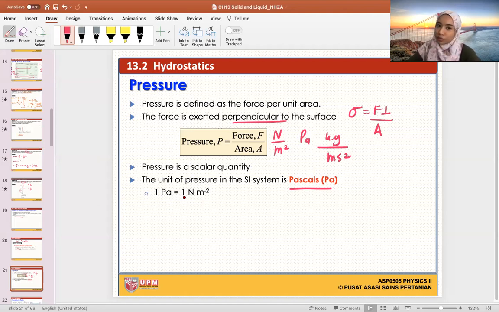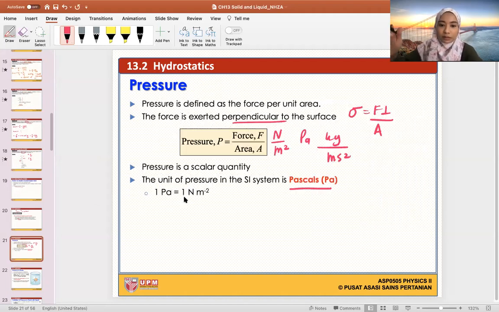Okay, what do I want to say here? Okay, tak ada. Oh, about the scalar quantity. Okay, I'm not going to comment on that lah.